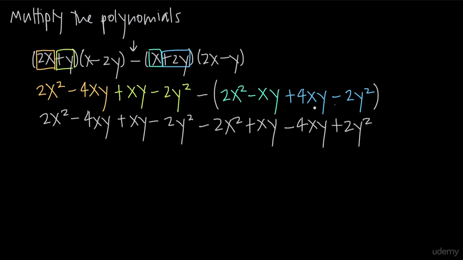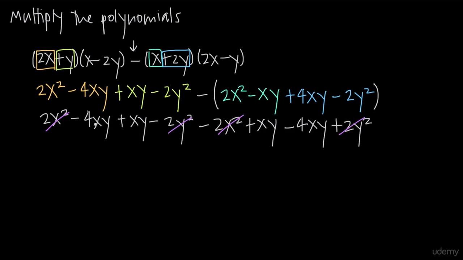The first thing we want to notice here is that we have a 2x squared and a negative 2x squared. When we add those together, we're going to get those terms to cancel. We also have a negative 2y squared here and a positive 2y squared here. When we add those together, we'll get 0, and they will cancel. So we've eliminated some terms. Now we look at what's left.